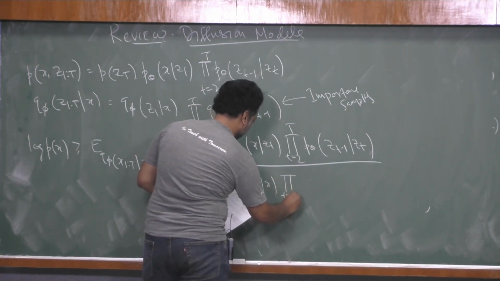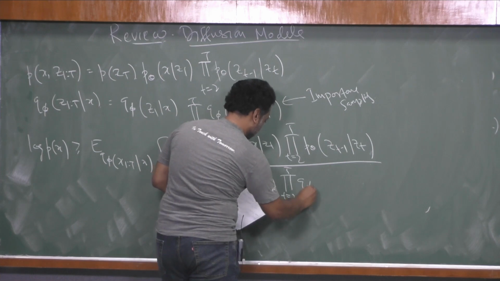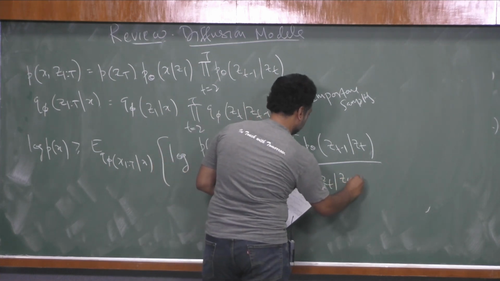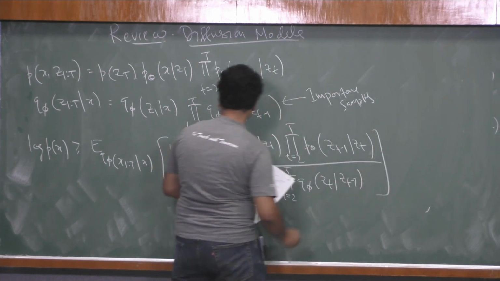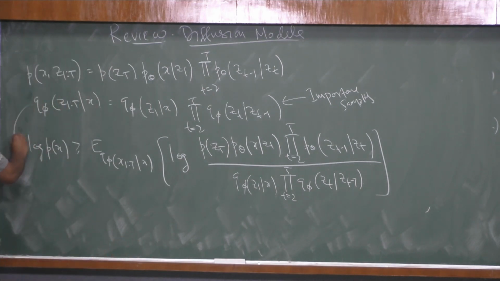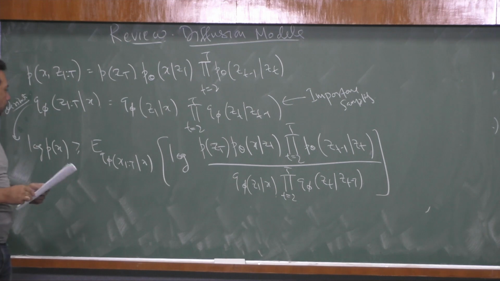So the product for t equals 2 to T of q_phi(z_{t-1}). Okay, so this is the derivation that we did, and we are going to skip it. So this is the lower bound that we have.